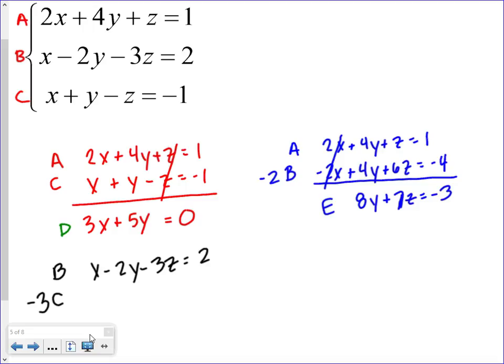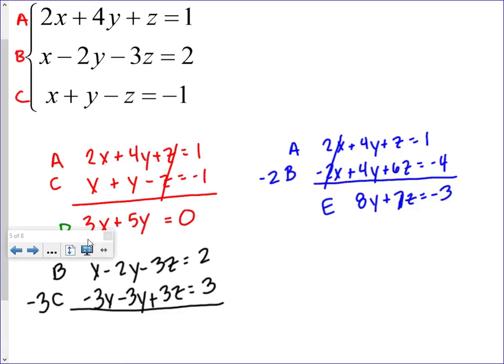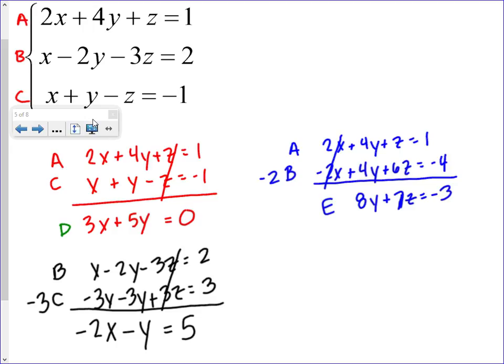I'm going to multiply C by -3. If I add those down, then I get something like -2x minus y equals 5. And this I'm going to call equation E.